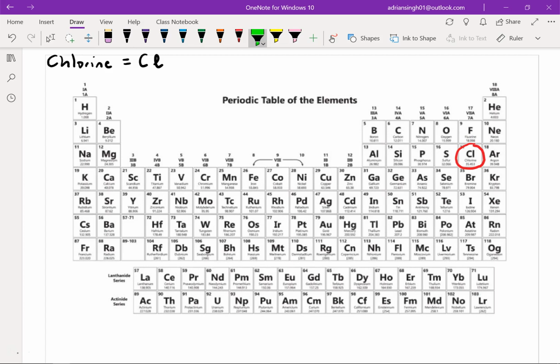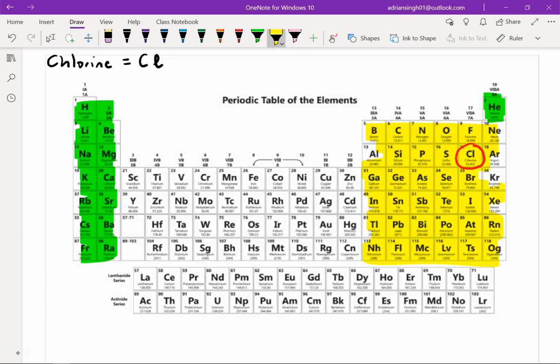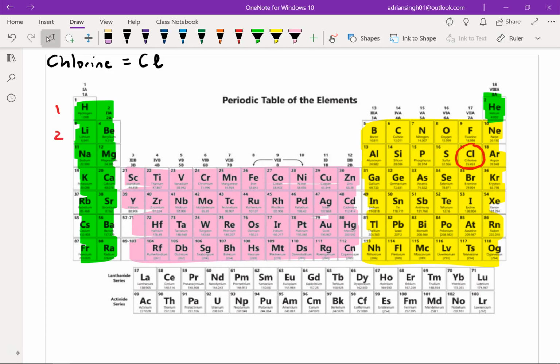So the S block we'll do in green. It's the S block over here. And it also includes helium. Our P block is going to be in yellow. And then the D block we'll do in this pink color. Okay, and then I'll write in our period numbers. So period 1, period 2, 3, 4, 5, 6, and 7.